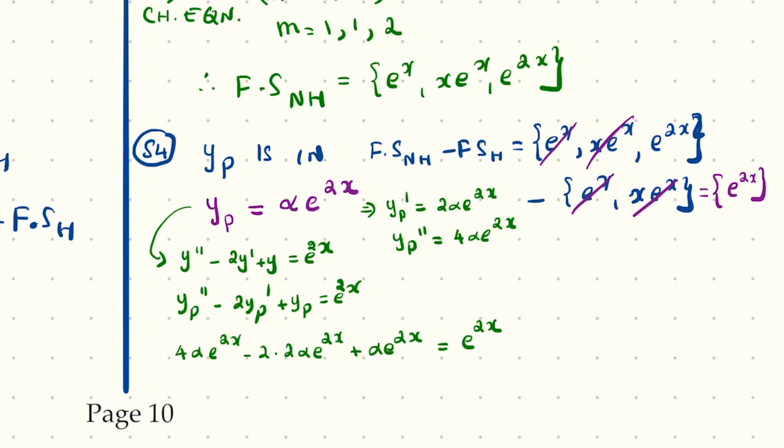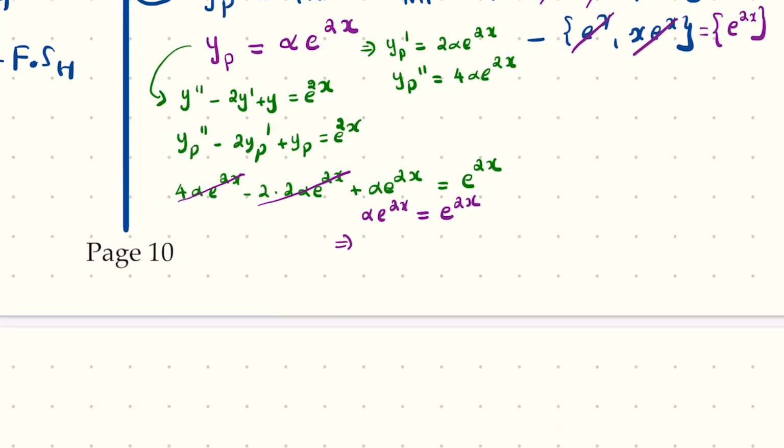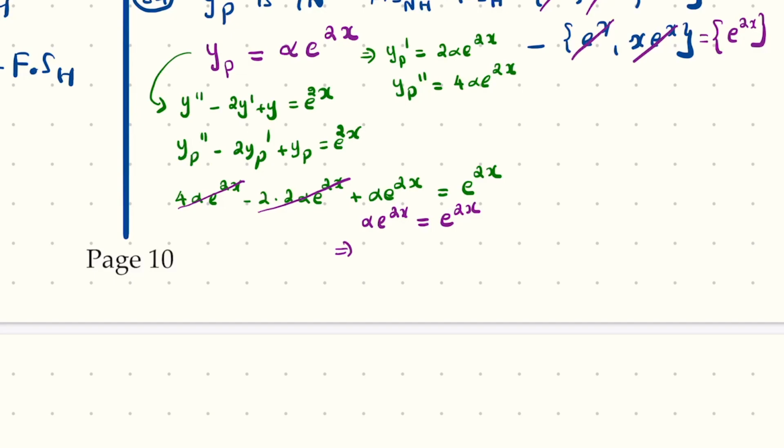Now let's see if I can solve it. If I simplify this, ladies and gentlemen, you would agree with me that 4 alpha e to the 2x and this 2 times 2 alpha e to the 2x will get cancelled. My left hand side is simply going to be alpha e to the 2x, and my right hand side is simply going to be e to the 2x, and that tells me my alpha must be equal to 1. Therefore my yp is going to be equal to 1 times e to the 2x.